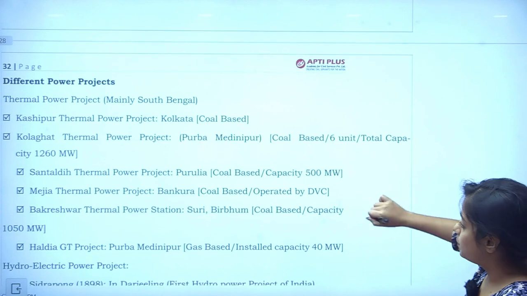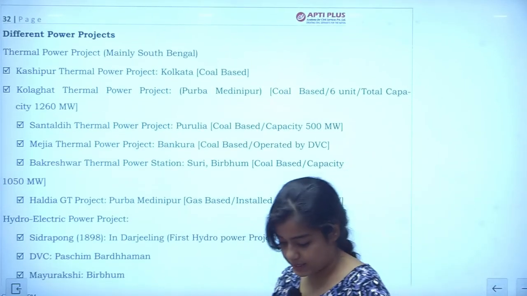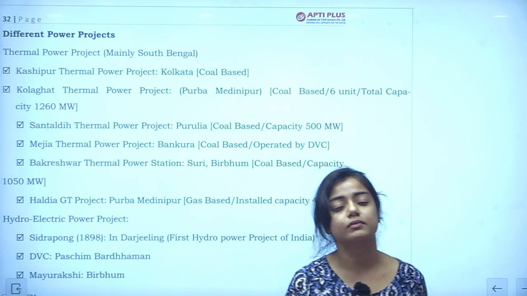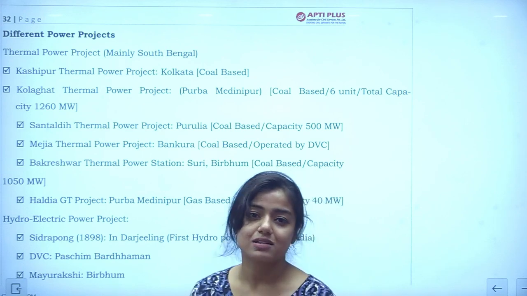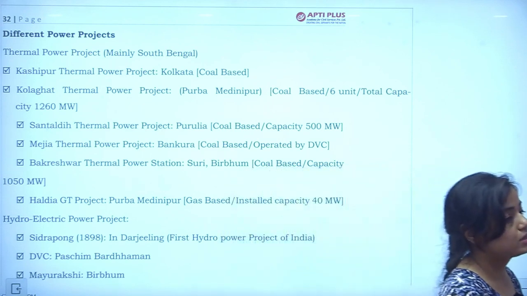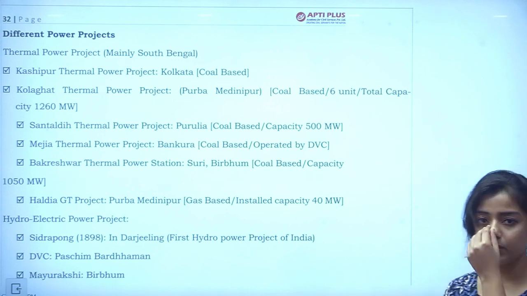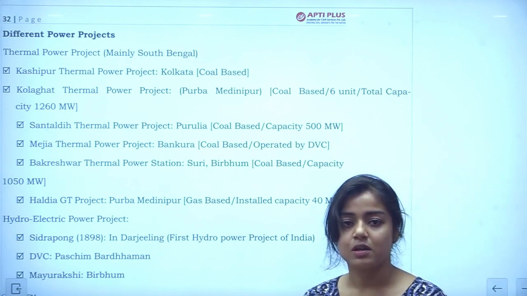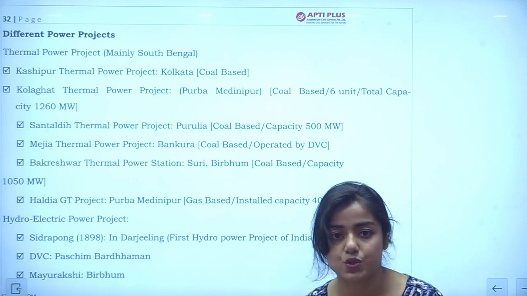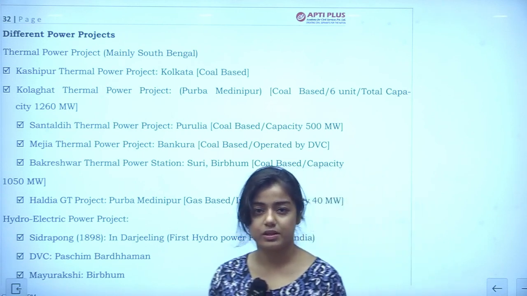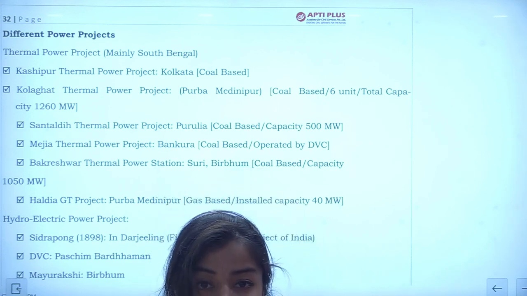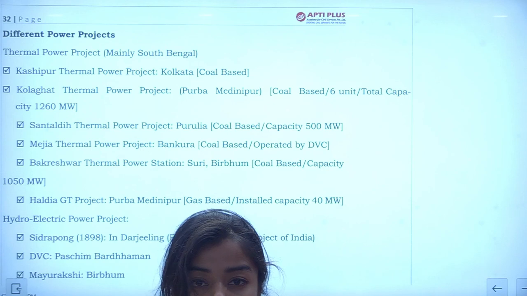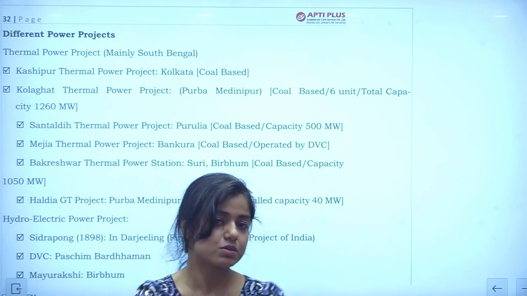Now we come to different power projects. We know that if we have to broadly classify resources into two parts, they are conventional resources and non-conventional resources. The conventional resources are those that are generally not replenishable, but the non-conventional resources are solar energy, wind energy, geothermal energy, tidal energy. These are resources that we can replenish over the years, and they are not going to get exhausted. We find them in unlimited quantity.